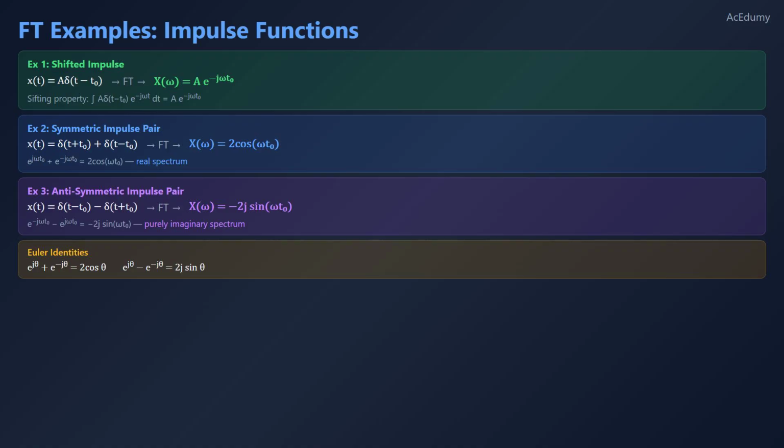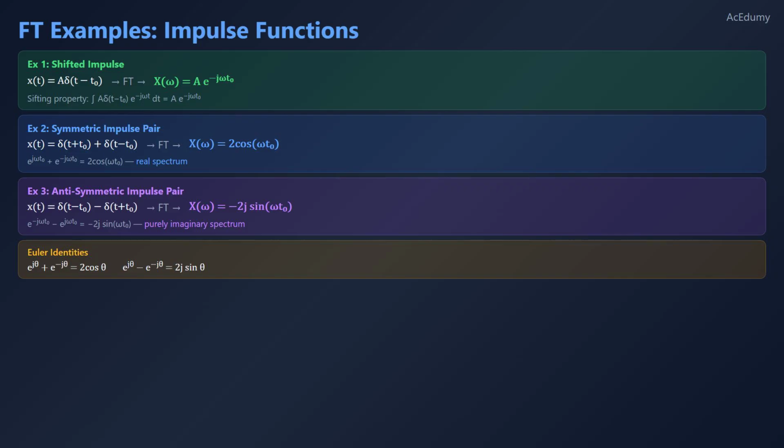Example 2. Find X of omega for x of t equals delta of t plus t0 plus delta of t minus t0. This is a symmetric pair of impulses. Using linearity, X of omega equals e to the plus j omega t0 plus e to the minus j omega t0. By Euler's formula, this equals 2 cosine of omega t0.